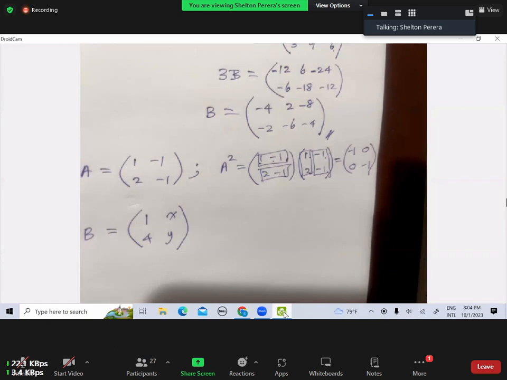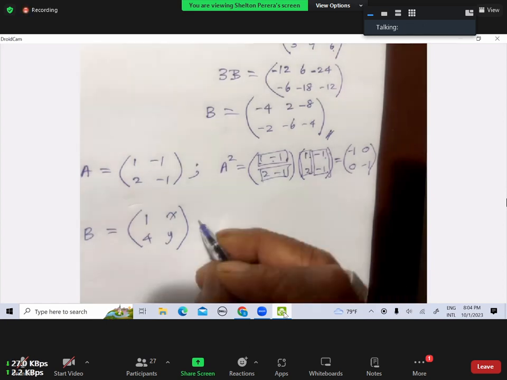I just to check, I wrote it down somewhere. Let me see whether I can find it. Students, you are doing it with me, no? I wrote it down to check. Where is it? Yes, that's correct. B squared.